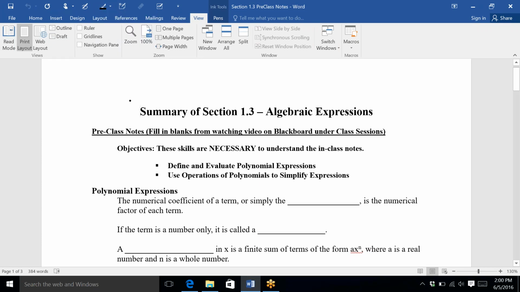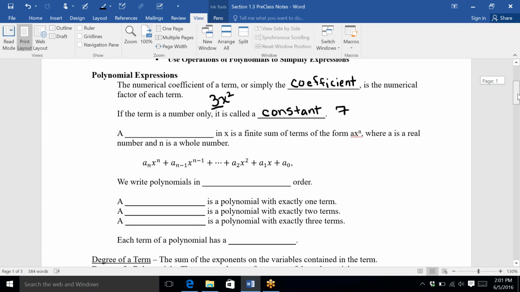That's the first part. The numerical coefficient of a term, or simply called the coefficient, is the numerical factor of each term. So when we talk about something having a coefficient, say you look at something like 3x squared. The number in front of the variables is considered to be the coefficient. If the term is a number only, it is called a constant. So for example, just the number 7. That is considered a term, but there are no variables there, so it is a constant.